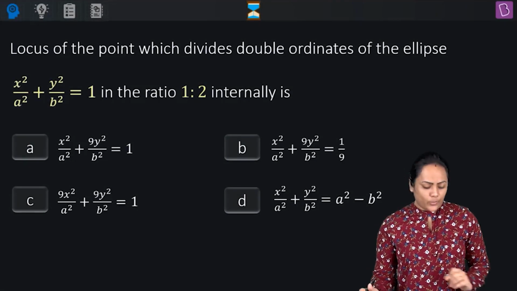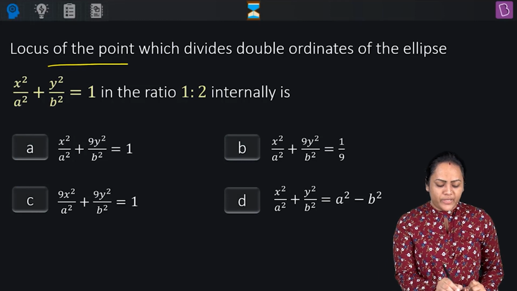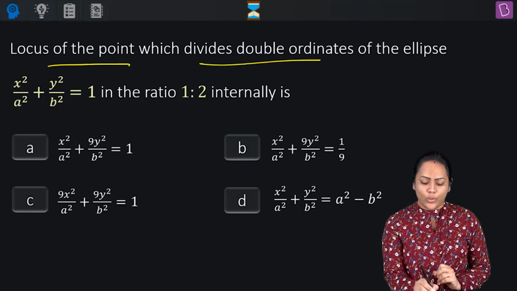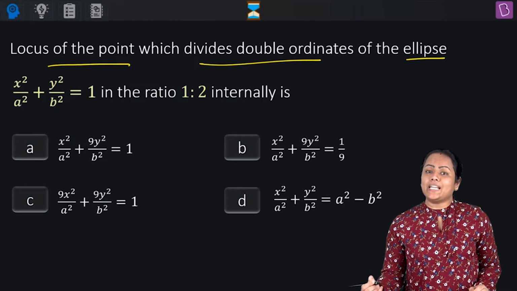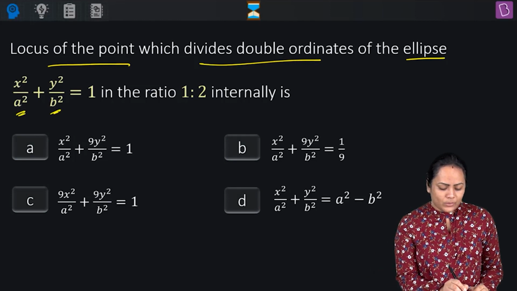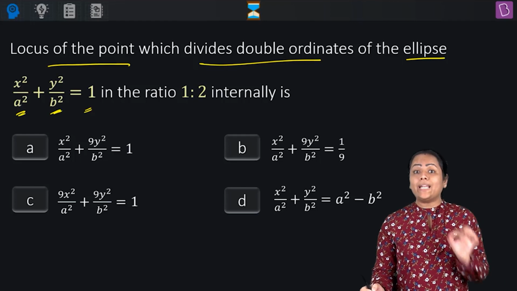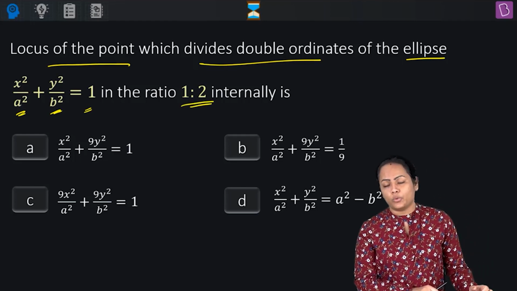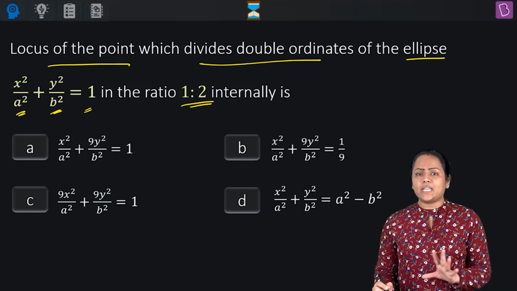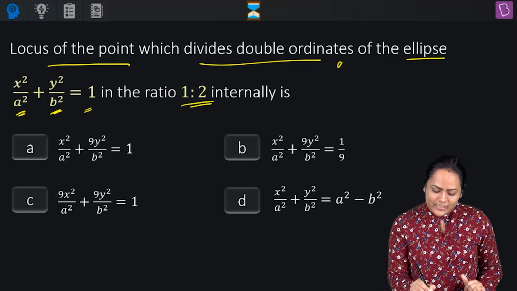Moving on to the next question. What they have said is: find the locus of a point which divides the double ordinate of the ellipse, whose standard equation is x square by a square plus y square by b square is equal to 1, in the ratio 1:2 internally. So guys, I'm taking here the standard case, a is greater than b.